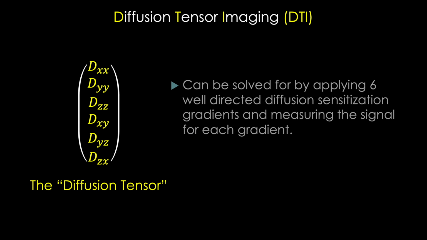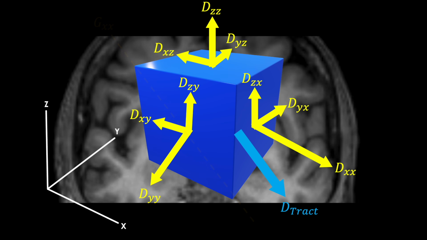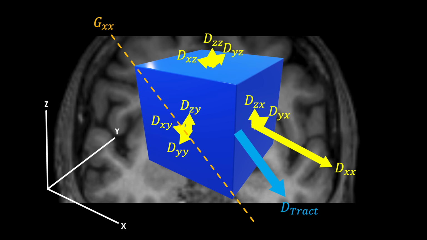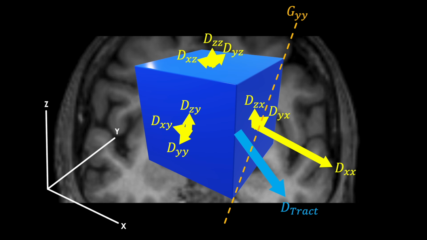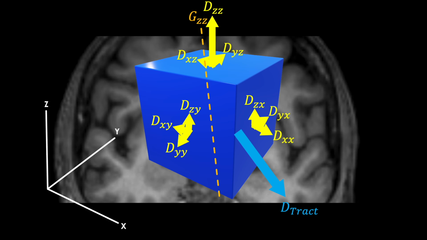And we can solve for these values by applying 6 well-directed diffusion sensitization gradients and measuring the signal for each gradient. Visually, it looks like this. We apply our diffusion gradient across the x-axis and we detect diffusion occurring solely along the x direction. We then run the sequence again, this time with our gradient across the y-axis, detecting diffusion occurring solely along the y direction. We run it again, now with our gradient across the z-axis, detecting diffusion only along the z direction. And those are the easy ones.